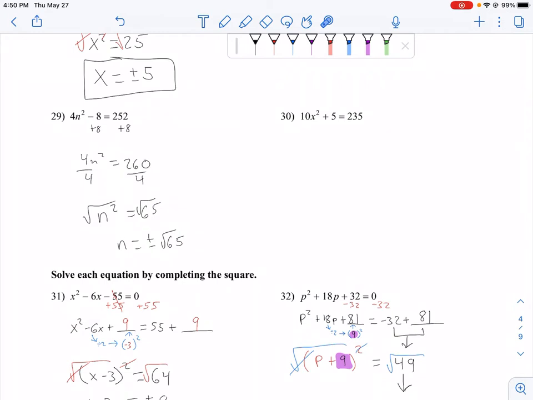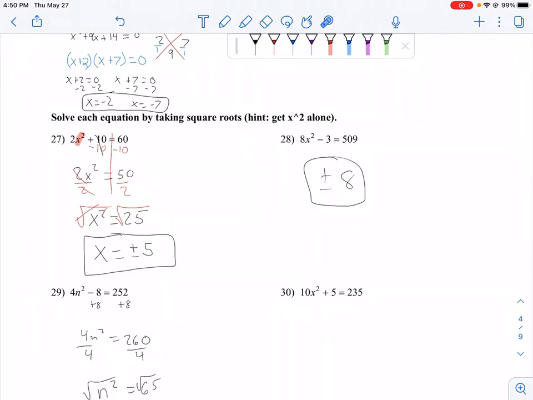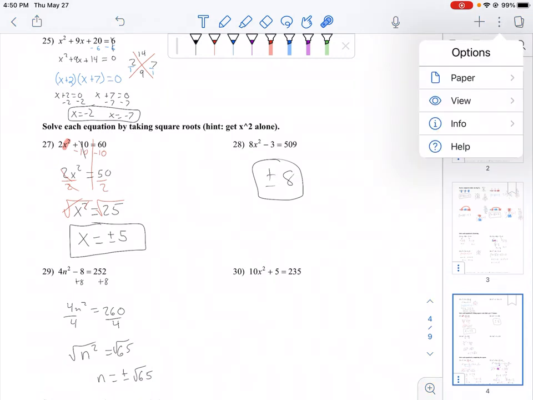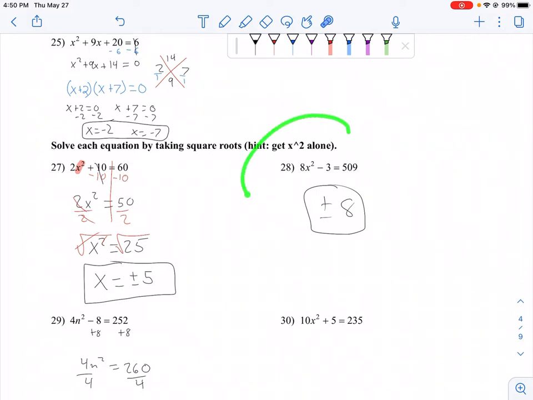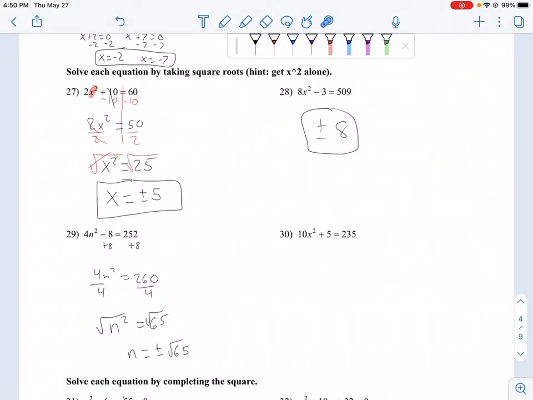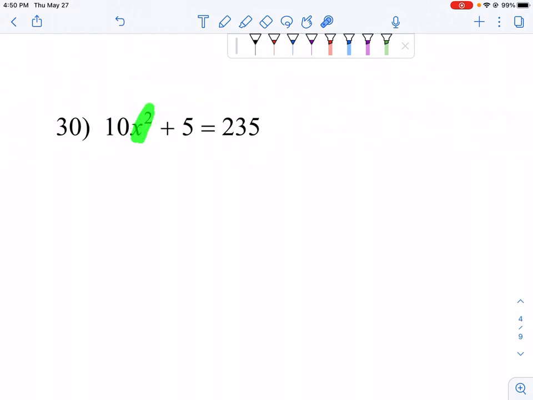Number 30, we've been told to solve by taking square roots. And we already have a hint. Hang tight. Our hint here is to get x squared by itself. So just like we did in 27, 29, we're going to solve everything out to get x squared isolated, or by itself. So the first thing I'm going to do is subtract 5 from both sides.